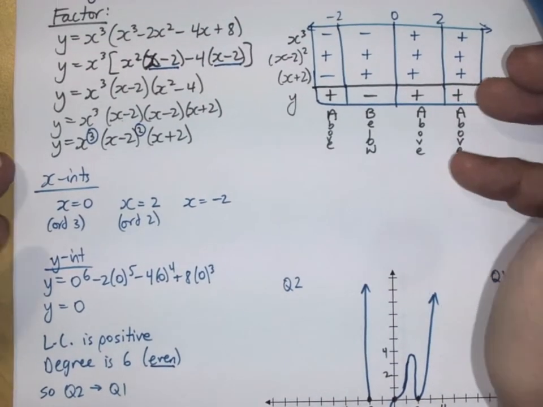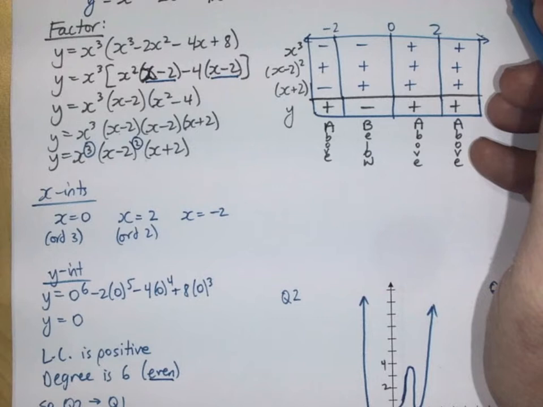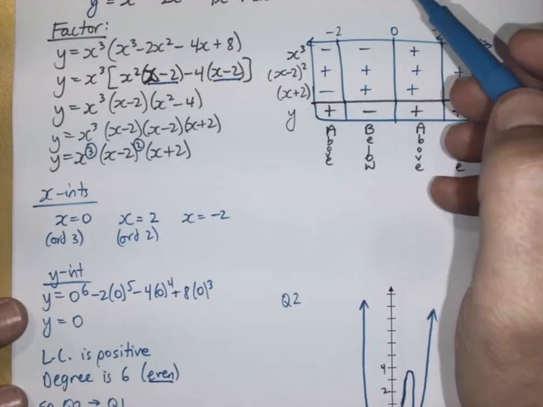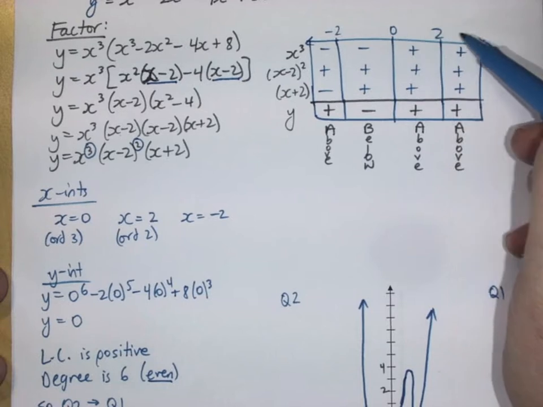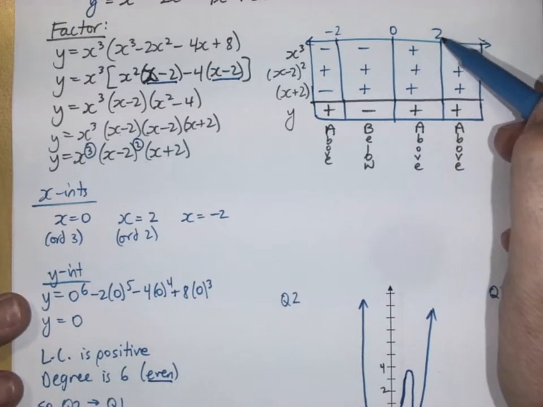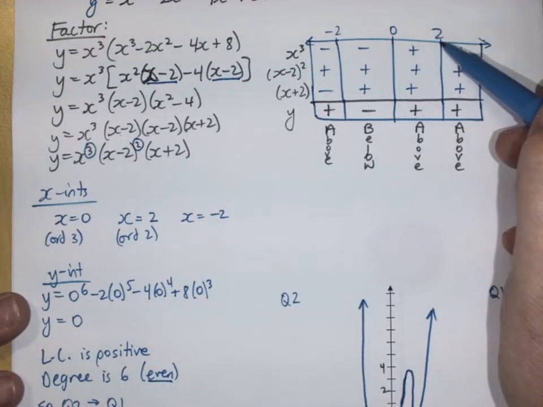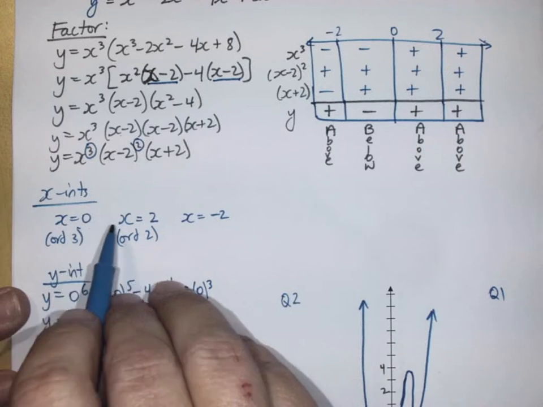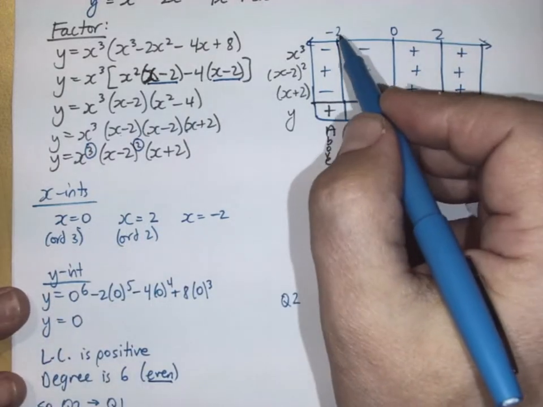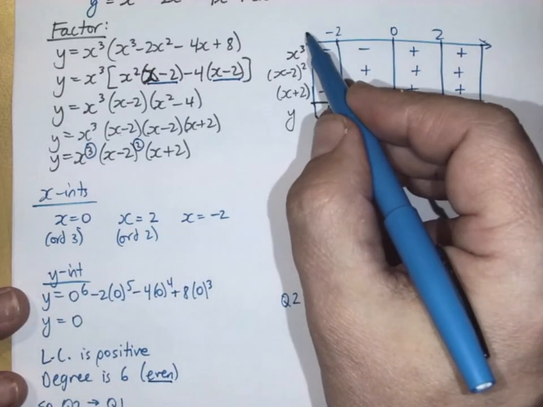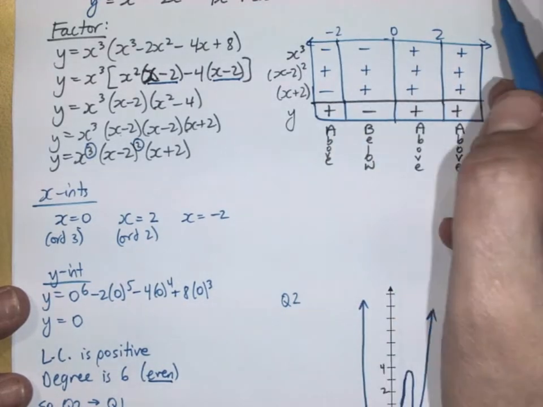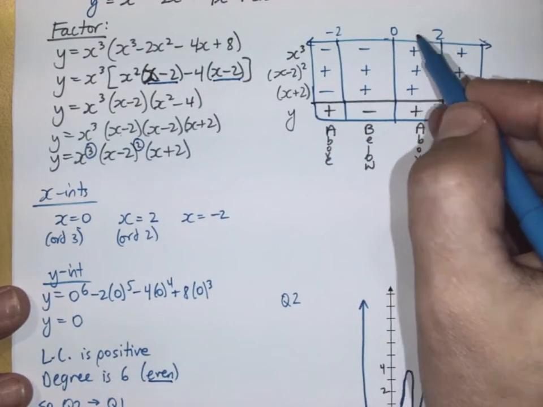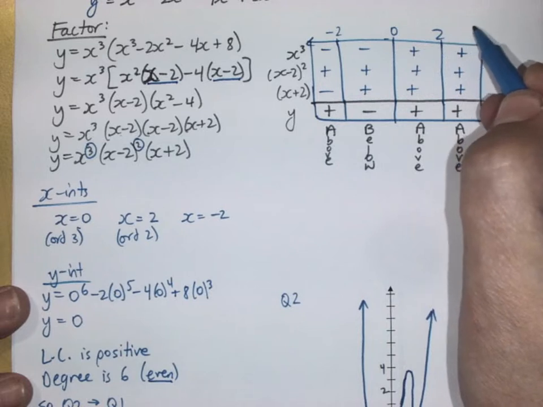Okay, sign chart. I'm not going to go through this. You can pause it and try it yourself, but I will show you that I used -2, 0, and 2 as my testers, as my x-intercepts. Those came right from here: 0, 2, and negative 2. Then I chose testers to the left of negative 2, between 0 and negative 2, so negative 1 for example, between 0 and 2, like 1, and after 2, like 3 or 4.